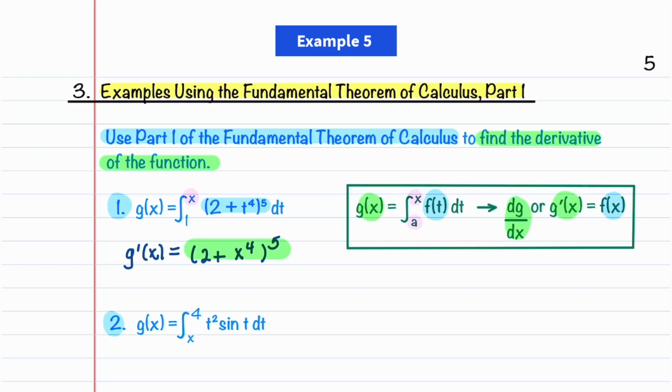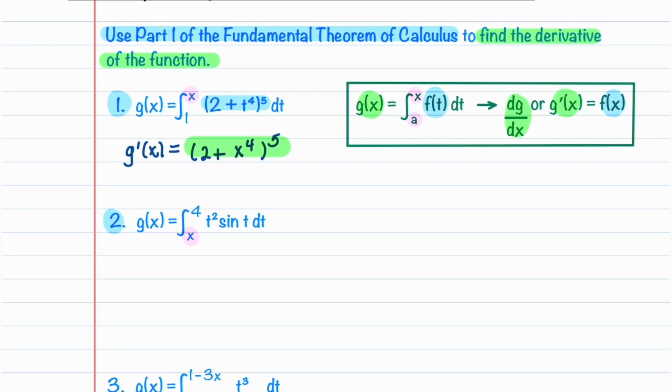Now let's look at our second example. Notice in this example that the variable x is in the lower limit. To use the fundamental theorem of calculus, the variable needs to be in the upper limit. So we are going to start by changing the limits of integration and writing g of x as minus the integral from 4 to x of t squared sine t dt. Remember that when you switch the limits of integration, all you do is multiply by a negative.